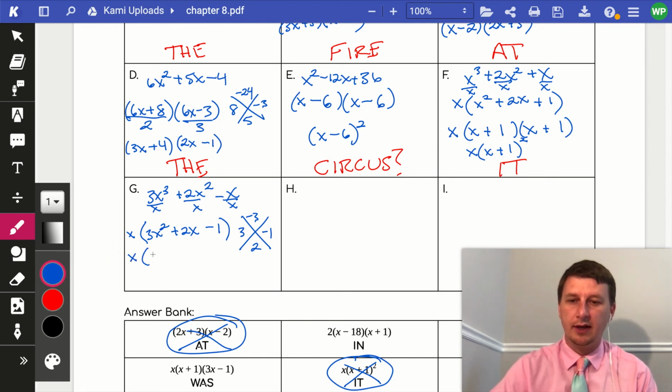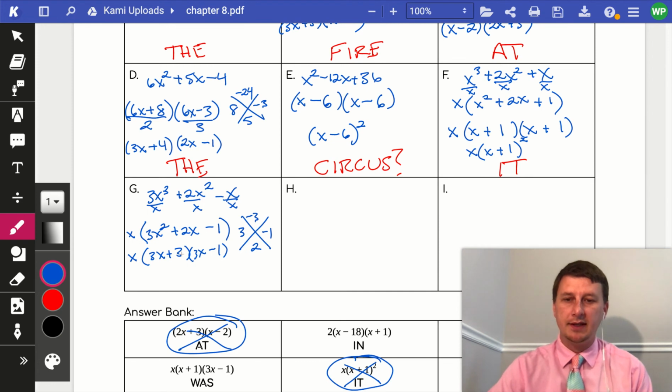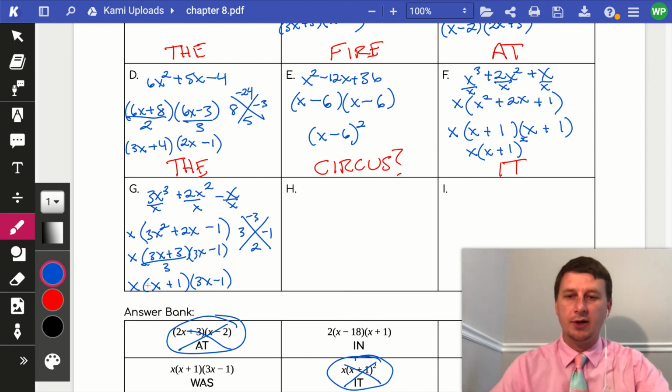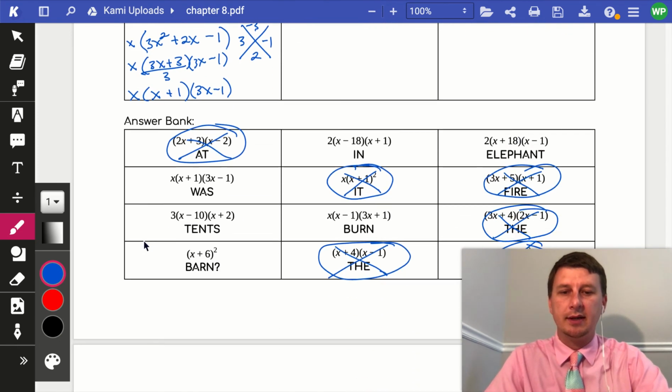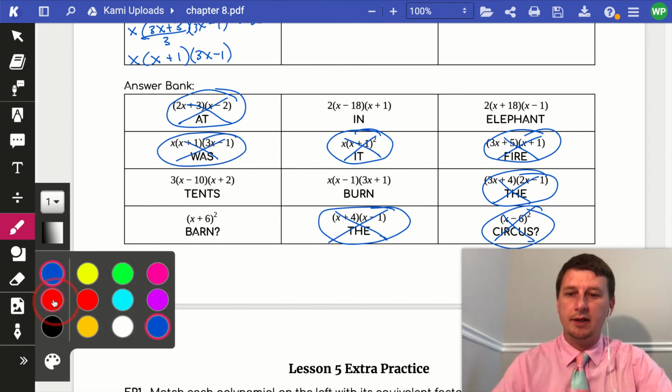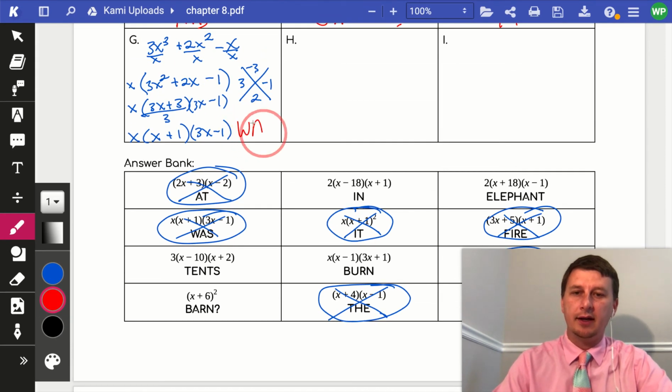So once again, I'm going to start off each parenthesis with a 3x. And I know my factors now are +3 and -1 from right here. My final step of the AC method is to divide one of these parentheses by my a term, which is 3. So this one is divisible by 3. And I have x times 3x divided by 3 is x. 3 divided by 3 is 1, and 3x minus 1 is brought down. I'm looking for my choice that says x times x plus 1 times 3x minus 1. Oh, right there. The word is was. So I'm going to write it off to the side right here.